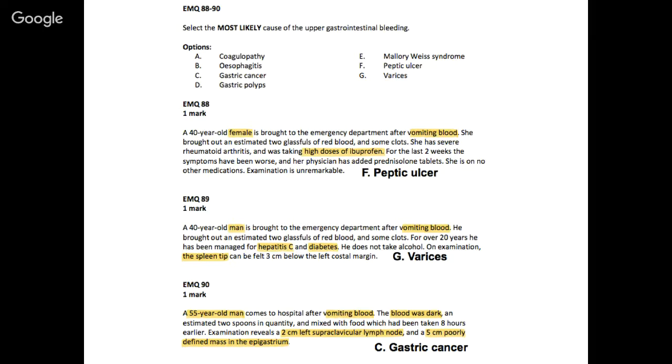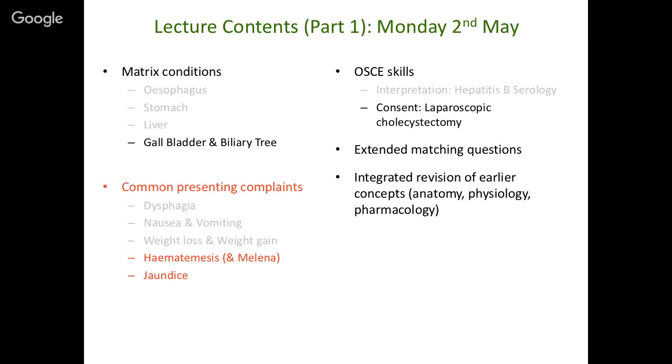So he does not take alcohol, which generally rules out a Mallory-Weiss tear. But it's long-standing hepatitis, so hepatitis is probably the cause of his chronic liver disease, portal hypertension, that sort of thing. And the gastric cancer, lymph node involvement, and a poorly defined mass. Anytime you see that in the question, you've got to start worrying.